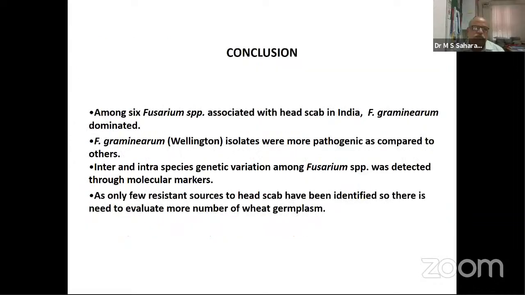I want to conclude that there are mainly six Fusarium species, and Fusarium graminearum is the dominant one. This genetic and pathogenic variation has been studied, and as there are very few resistant sources to head scab in Indian material, there is a need to evaluate more wheat germplasm. Thank you very much.